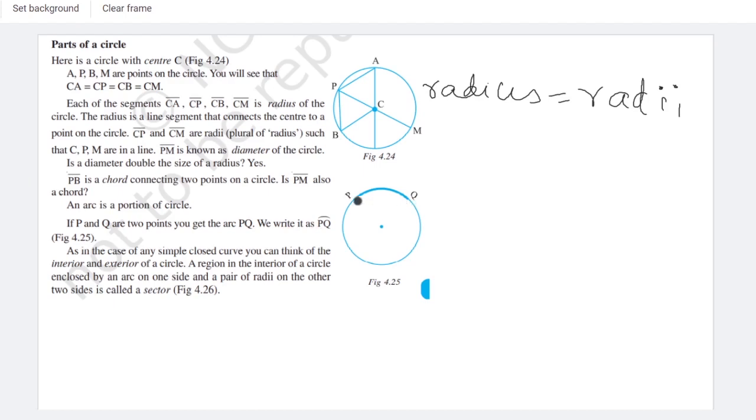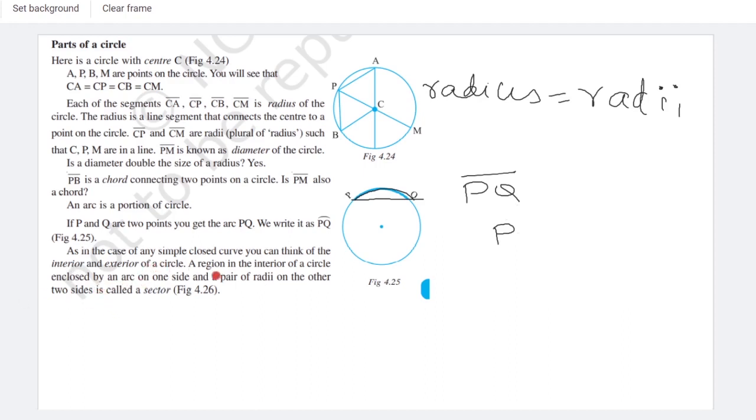If you connect PQ directly, that line will be called PQ bar. But this arc, you will write it as PQ with an arc above. So that means PQ is the arc and it is not a straight line.